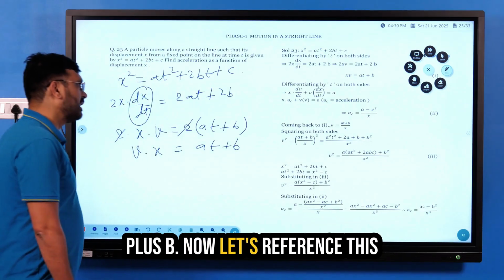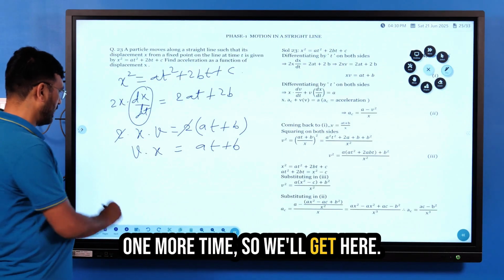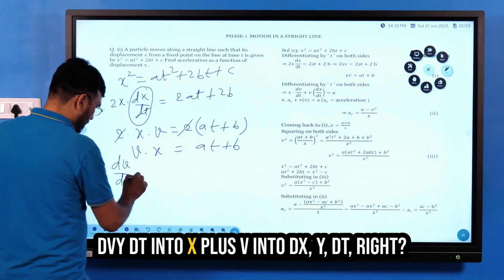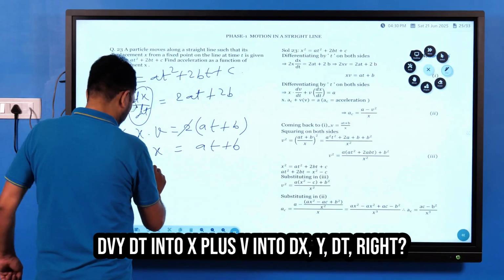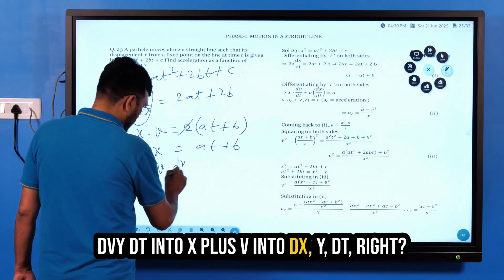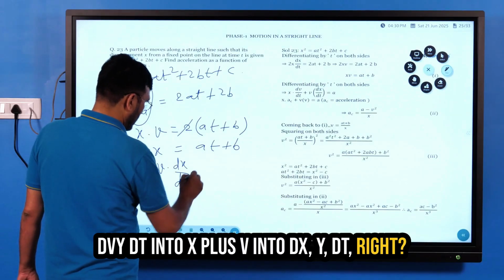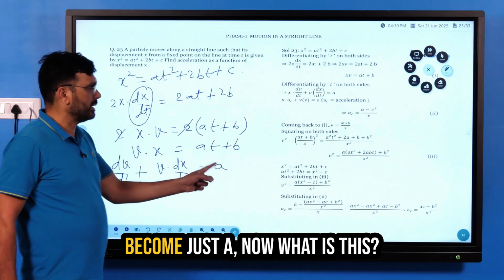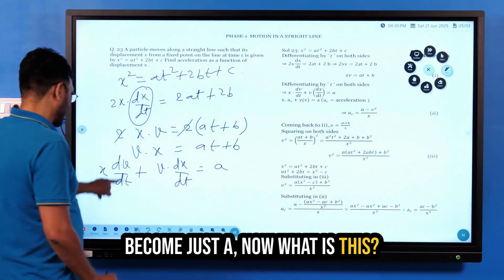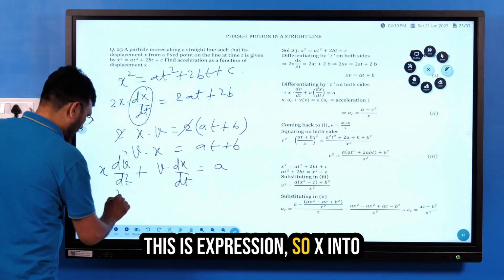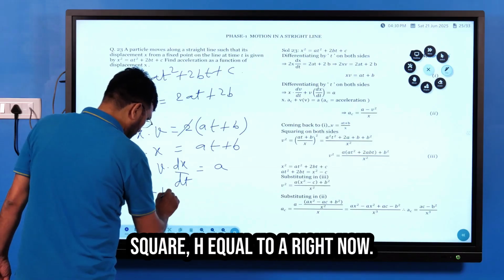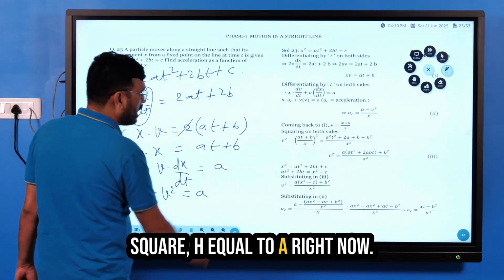Now let's differentiate this one more time. So we will get dv by dt into x plus v into dx by dt, right? Is equal to how much? d by dt of a square t plus b will become just a square. Now what is this? This is acceleration. So x into a plus dx by dt is v. So v square is equal to a square, right?